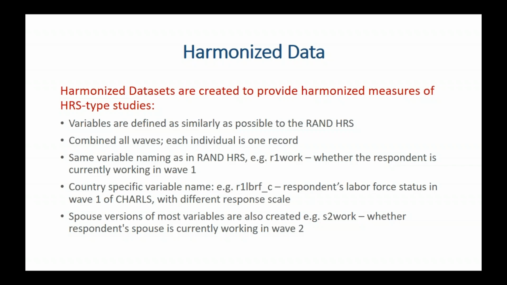While ideally all measures are perfectly comparable across surveys, there can be differences in question wording or in cultural norms that render the measures similar but not identical. In this case, we end the variable name with an underscore and the first letter or two of the survey's initials to indicate that it is not comparable. For example, labor force status in CHARLS has a different response scale than the one used in the RAND HRS. So we call the variable R1LBRF_C, which is the respondent's labor force status in wave 1 of CHARLS.